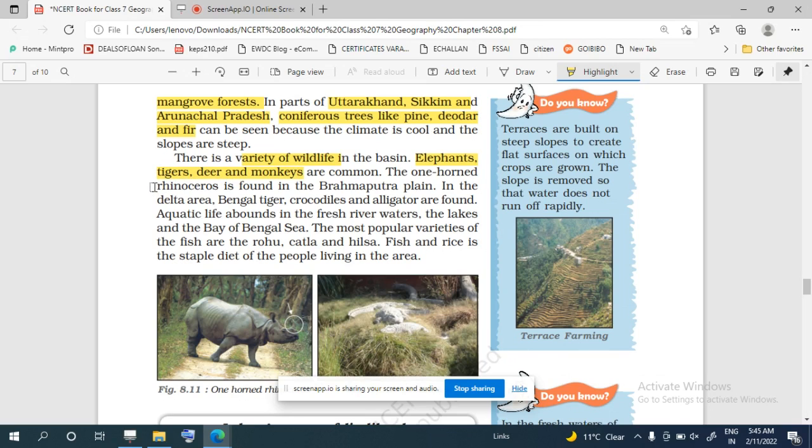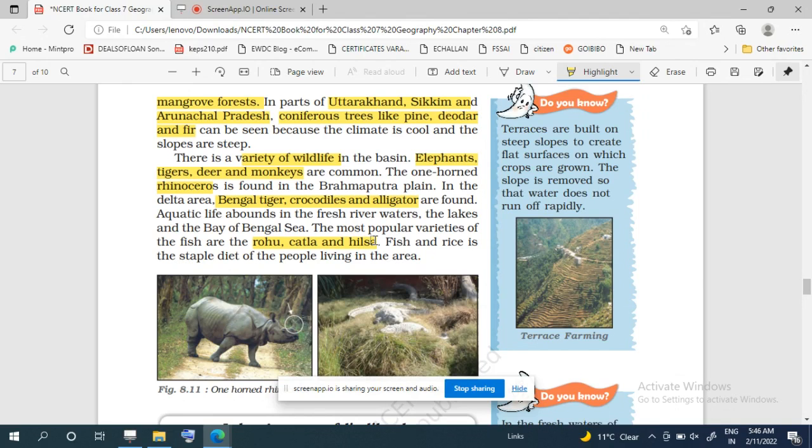And in the delta area, in the Sundarban Delta, Bengal tiger, crocodile, alligators are found, and aquatic life is also there because the river is there. So aquatic life, not only in the river water, but the Bay of Bengal is also there, and then Oxbow lakes are also there. So in all these water bodies, we find aquatic life exists, and the most popular varieties of fish are rohu, katla, and hilsa. These are the varieties of fish available in fresh water.